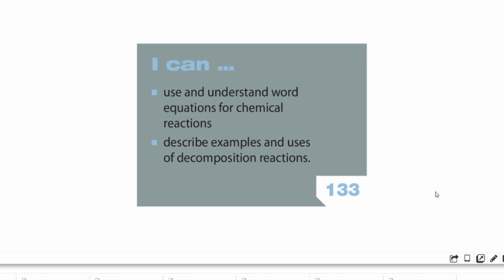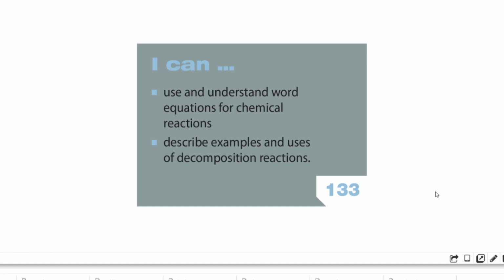Now, two learning objectives. The first one is about using and understanding word equations. And that's something that I tend to find that people overcomplicate. They seem to make that a lot more difficult than it actually is. And the second learning objective is to describe something called a decomposition reaction, which again is fairly straightforward and not complicated at all.